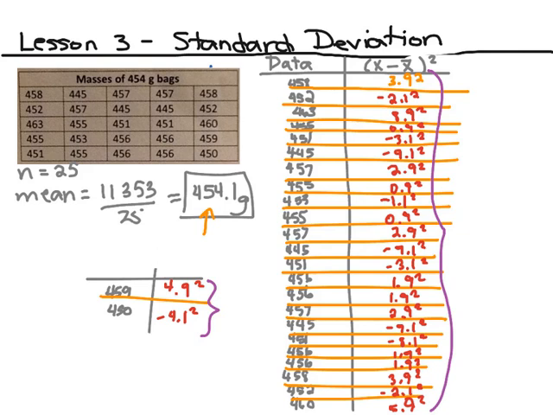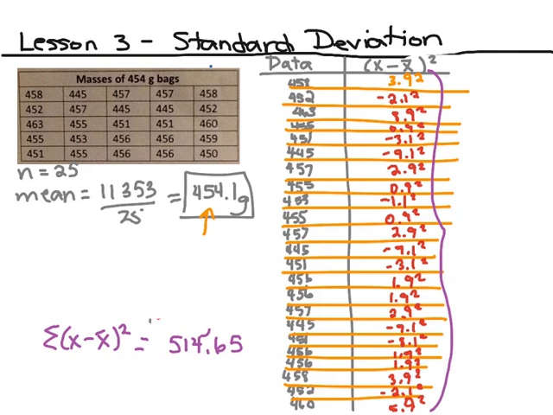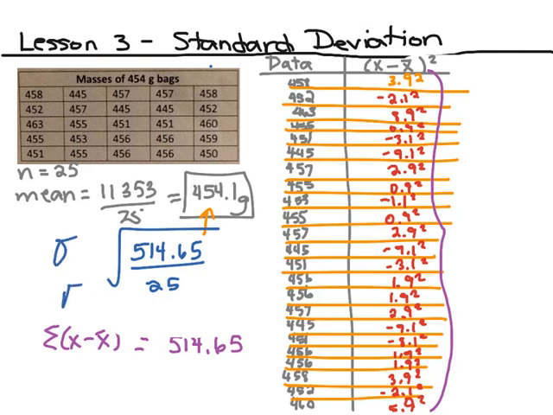When you add it together, the sum of x minus x bar squared should be 514.65. Now to find your standard deviation, you're going to take that number, divide it by 25, and then take the square root of it. And what you should get is 4.5.